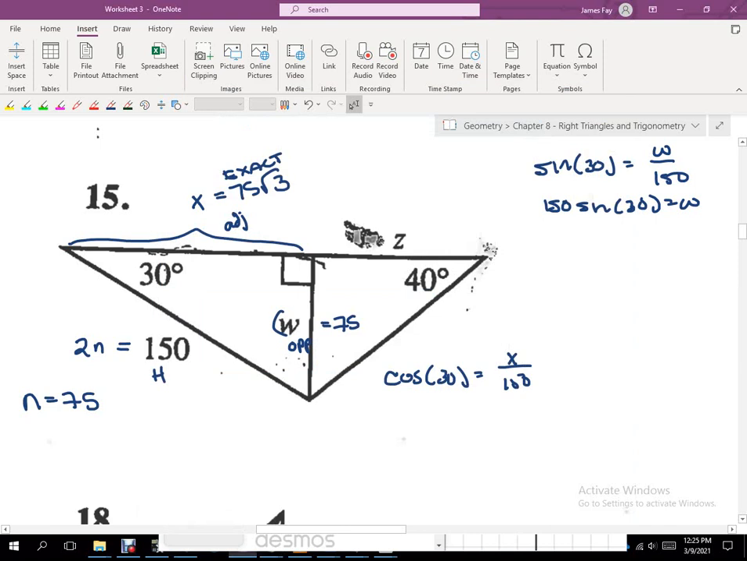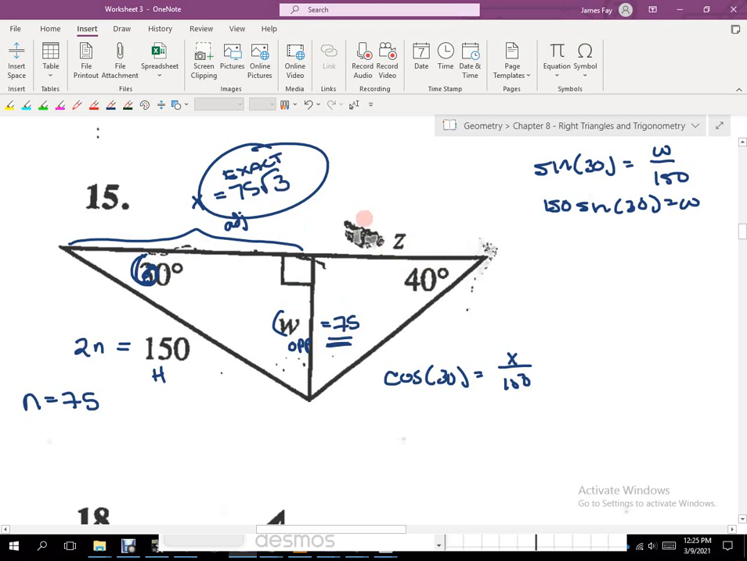It's especially important when this number is going to be used later on to find something else somewhere else. For instance, we're going to use this number here to help find z, right? Well, if this number would have been rounded, then it would not have been the exact 75 radical 3 that we used to find z. Does that make sense?